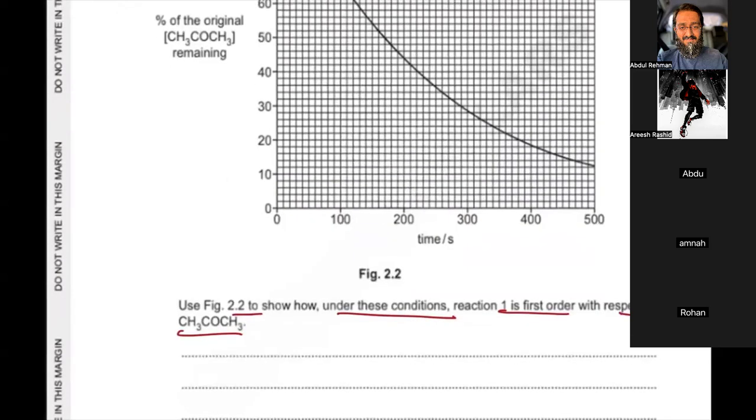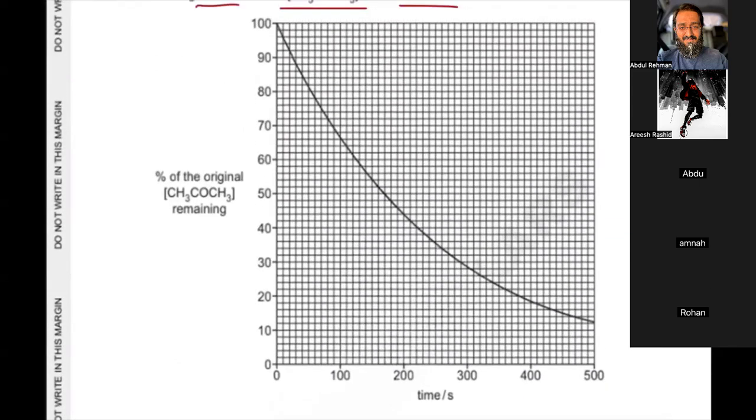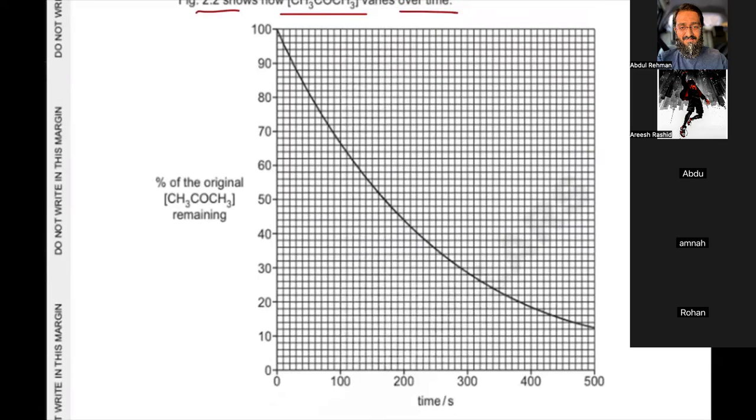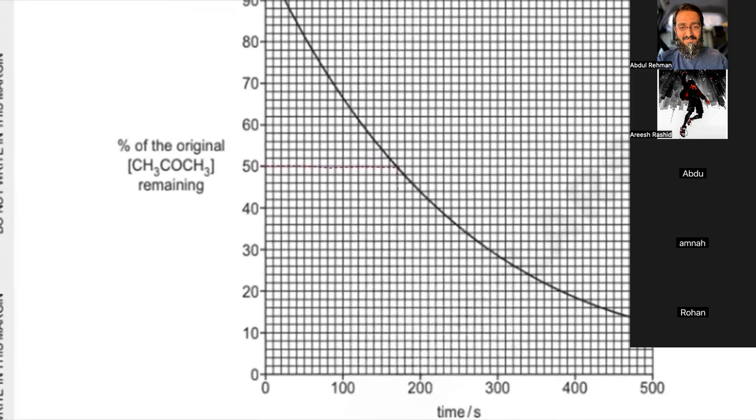Use figure 2.2 to show how, under these conditions, reaction 1 is first order with respect to concentration of methanol. So what you are going to do is calculate the half-life. If the half-lives are constant, then you will get that it's first order. So initially it's 100, right? So the half is going to be 50. So you see the first half-life. Then half of the 50 is 25.